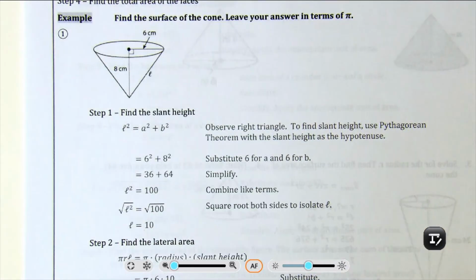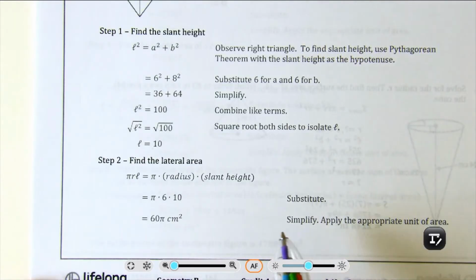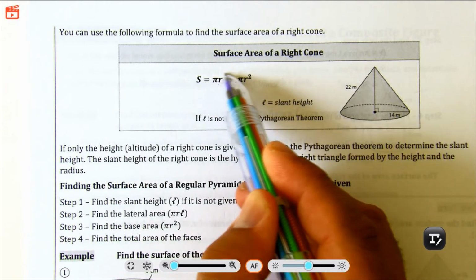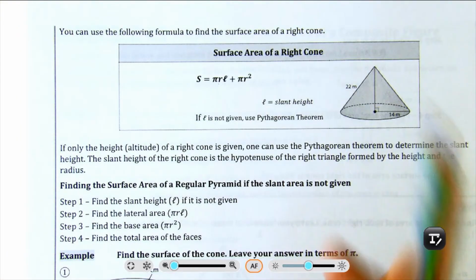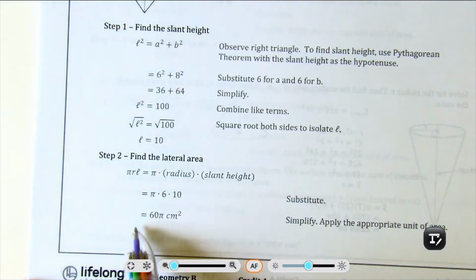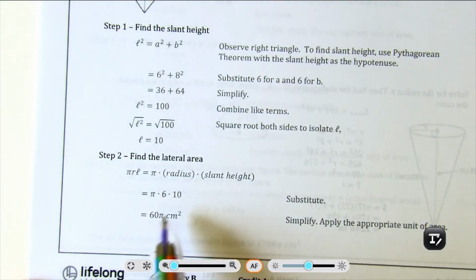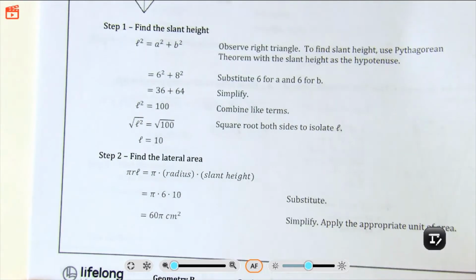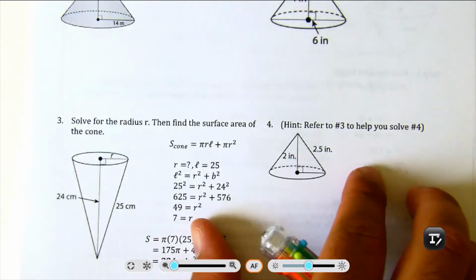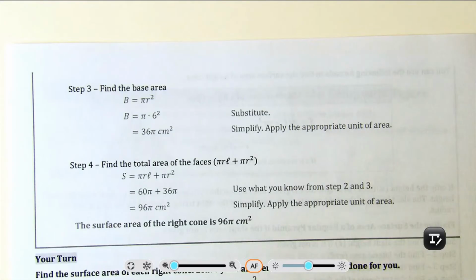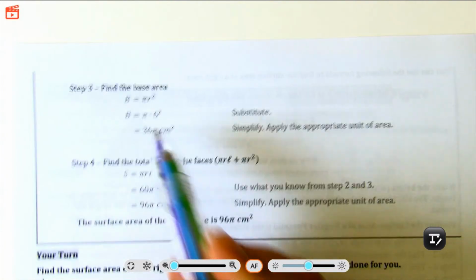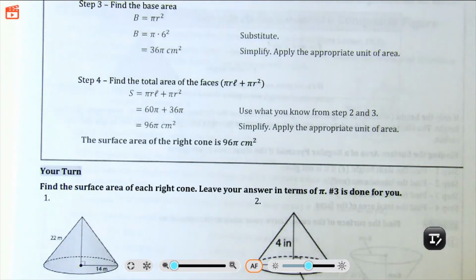So they plugged it into the lateral area, which is this part of the formula, pi r L. And they got pi times 6 times 10, which is 60 pi. Next, they found the base area, which is pi r squared. So they plugged in 6, because that's the radius, and they get 36 pi. Putting it all together, they get 60 pi plus 36 pi, which ends up being 96 pi.